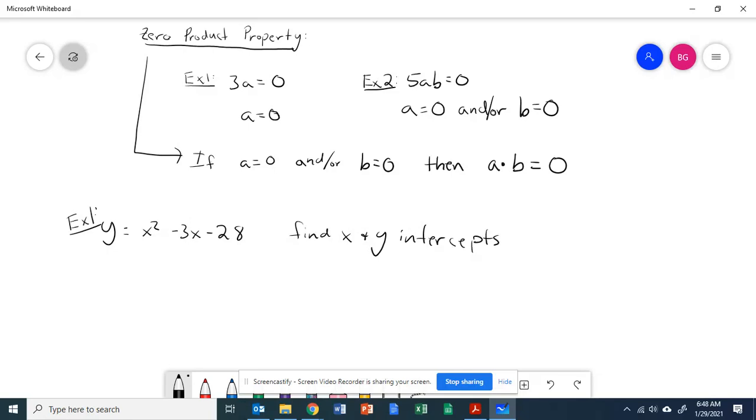Now, you can go ahead and factor this if you like. I'm not focusing on factoring right now, so I'm going to tell you what it is factored, but you could solve this. If you want to pause the video and solve it, you can. But it is y equals x minus 7 times x plus 4. So that's what that factors to.